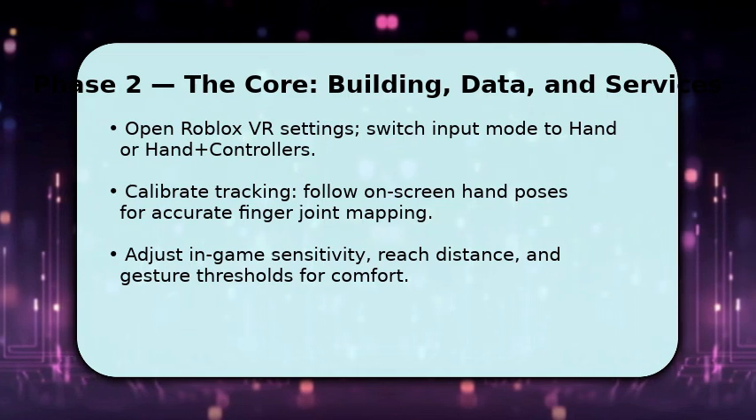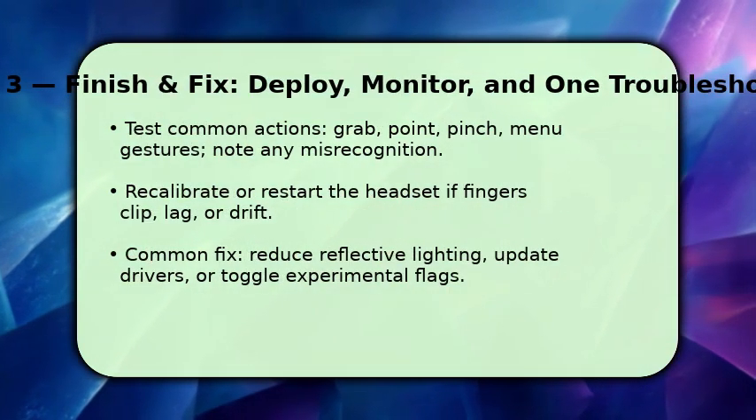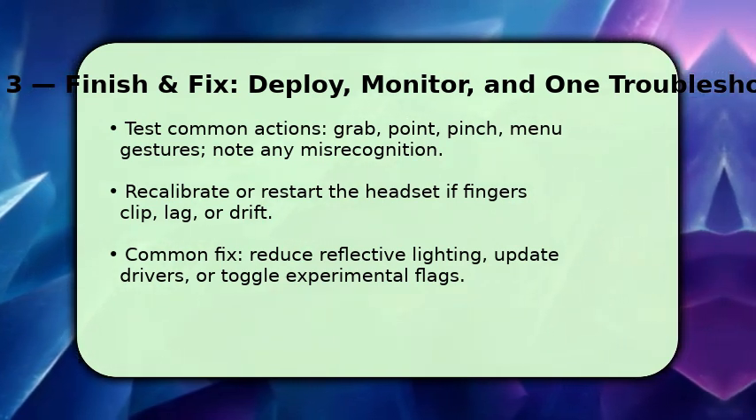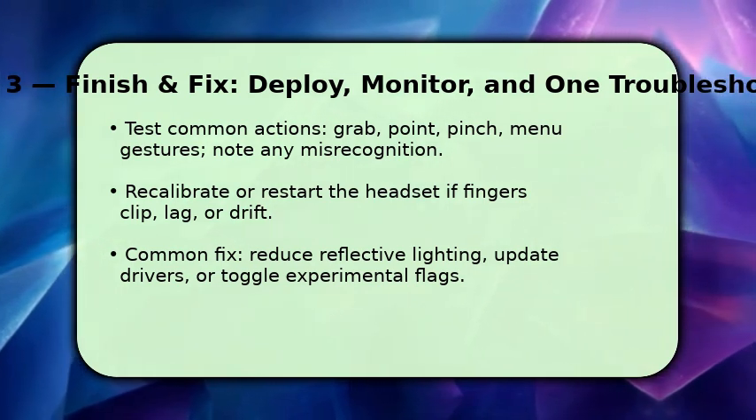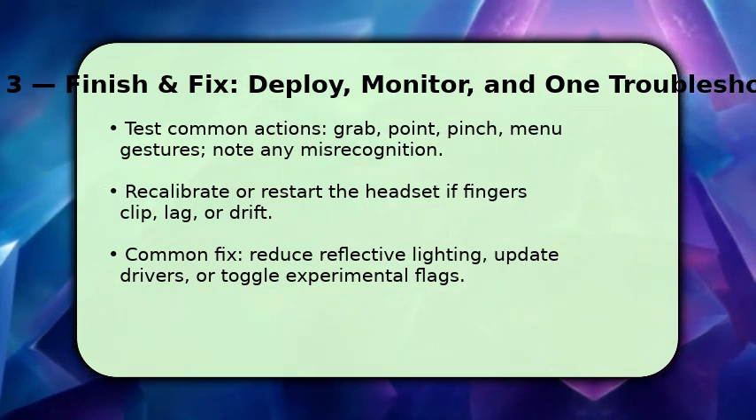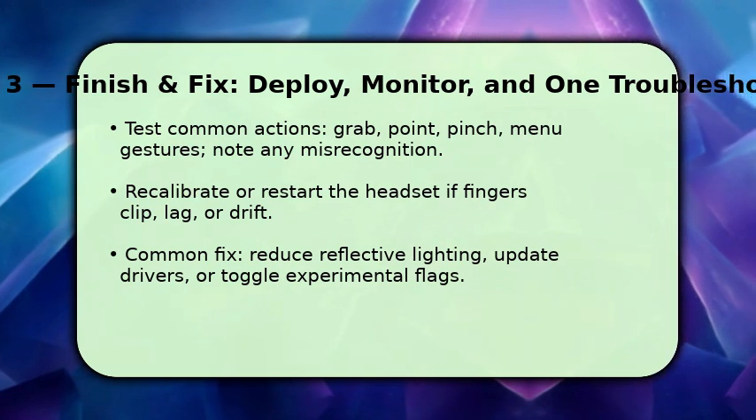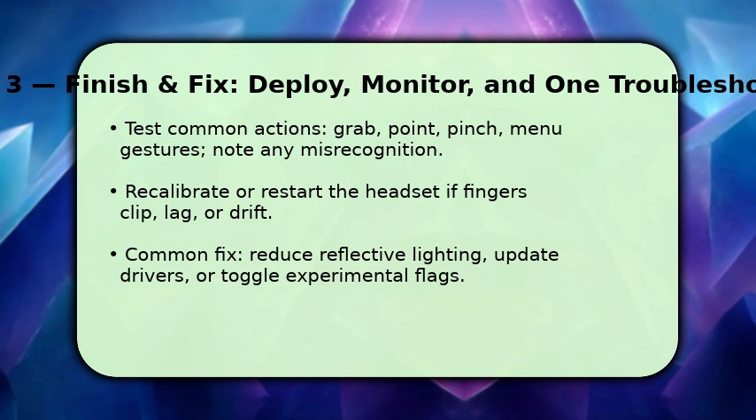Grab objects, pinch small items, open menus with gestures, and move through space to confirm tracking fidelity. If you see clipping, lag, or phantom inputs, first recalibrate. If that fails, restart the headset and Roblox because the sensor stream often needs a fresh handshake. Also, check lighting and reflective surfaces. They confuse optical tracking. If problems persist, update headset drivers and toggle experimental VR flags to reset.